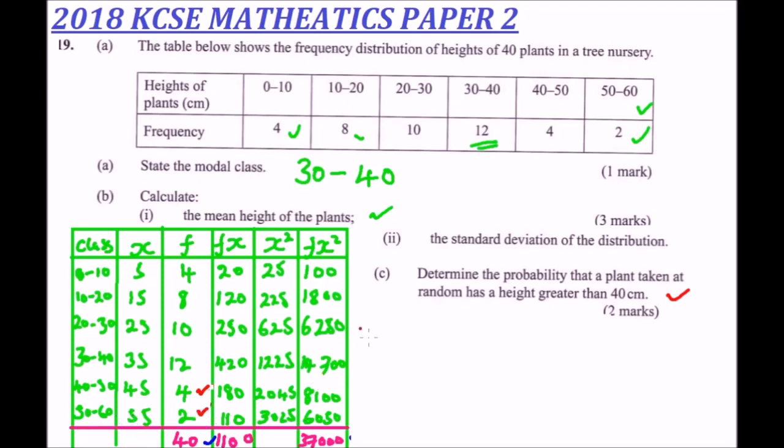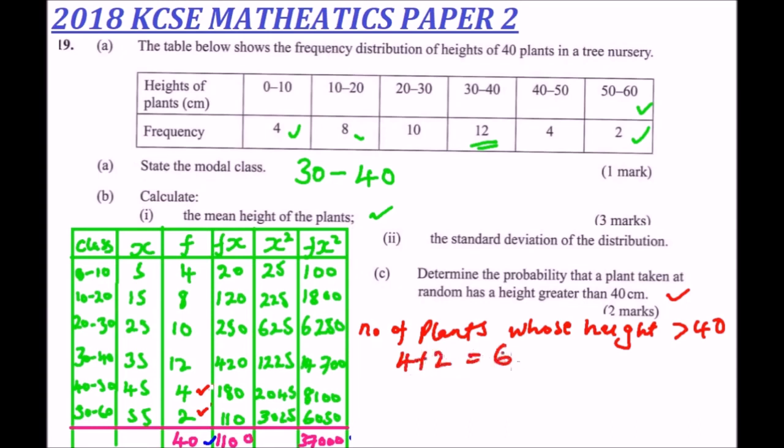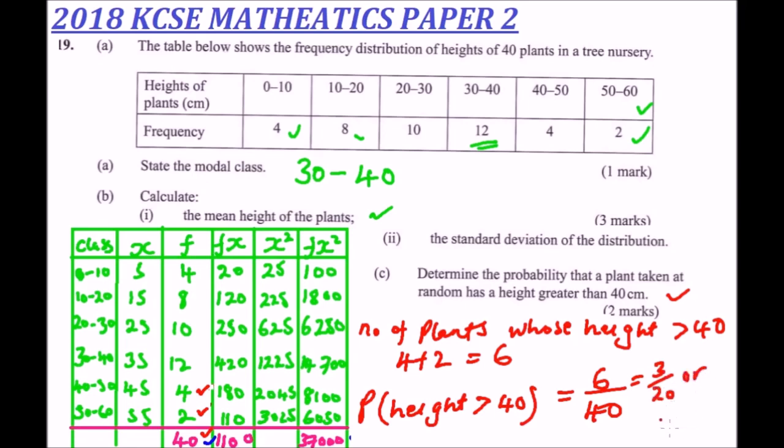So we can say that the number of primes whose height is greater than 40, we have 4 plus 2 is equals to 6. So 6 primes. Therefore, the probability that the height of a prime is greater than 40 is equals to the number of primes that have that height, those are 6 primes, divided by the total number of primes, that is 40, and that will give us 3 over 20 or 0.15. So that is the probability that a plant has a height greater than 40.